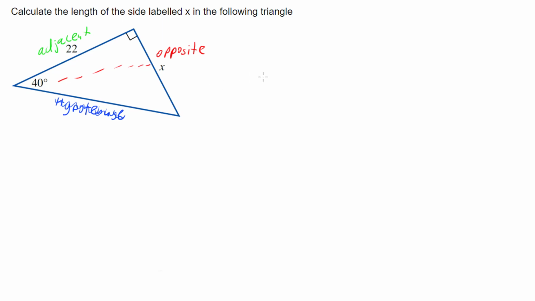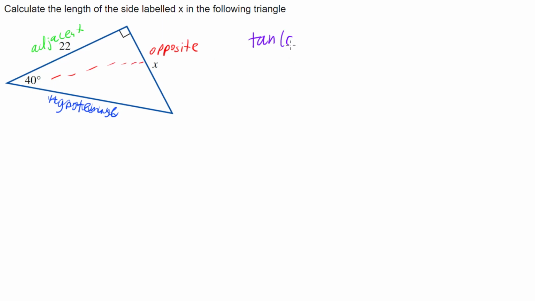So this says to me that I want to use the tan ratio because the tan ratio has adjacent and opposite in it. The tan ratio says that the tan of the angle is the length of the opposite side divided by the length of the adjacent side. Opposite over adjacent. So now if I fill in my information, tan of my angle, so my angle is 40 degrees, so I can have tan of 40 degrees.